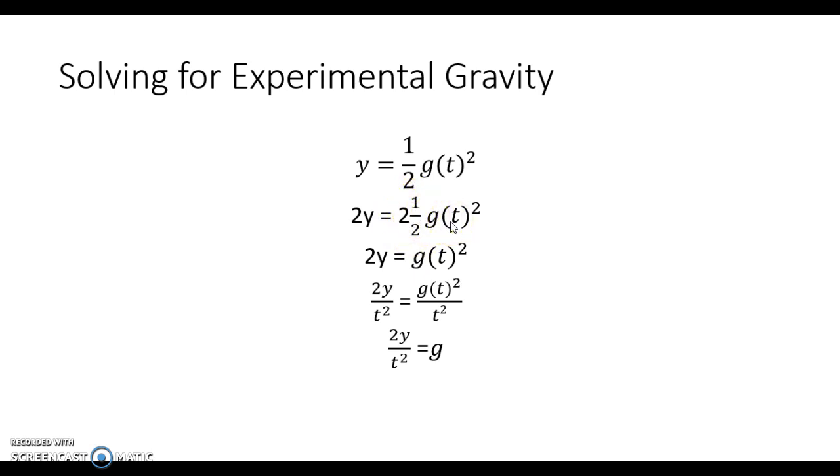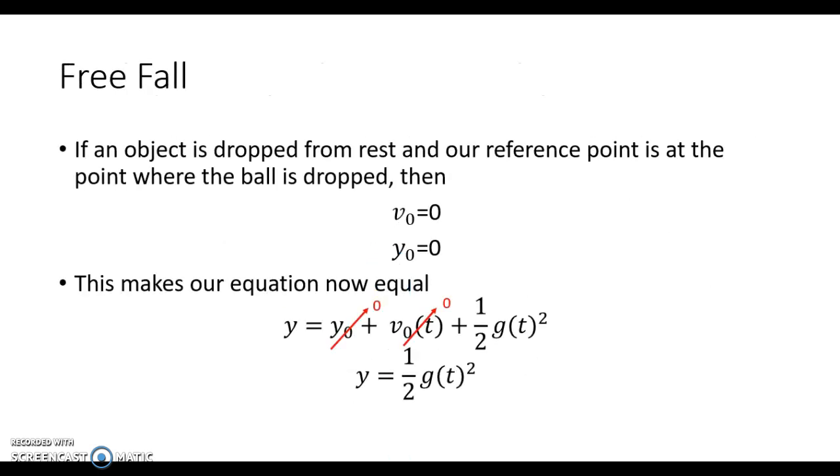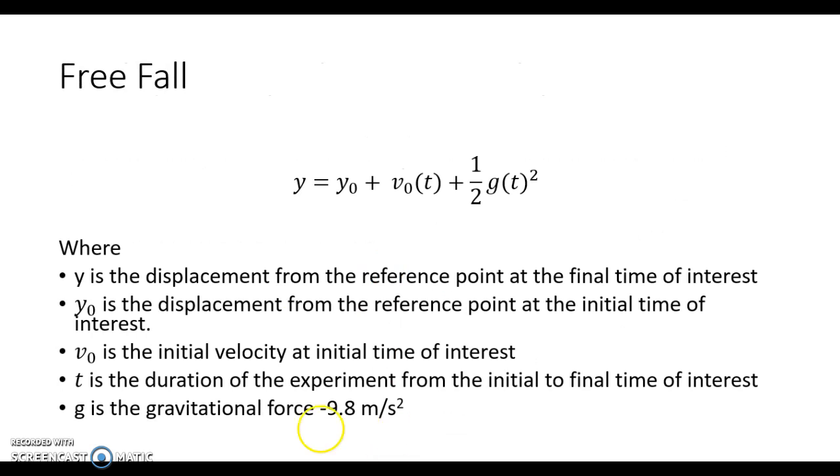1 times anything is the anything, right? And so once we've done that, we divide both sides by t squared, which leaves us with g here, which allows us to find gravity. And this would be our experimental gravity. So 2 times y divided by t squared is equal to our experimental gravity in this situation. Now from here, you can take this experimental gravity from the data that you collected in the lab, and compare it against our established gravity, which we talked about before, and I'll slide back a few slides here. Remember, which is equal to negative 9.8 meters per second squared.